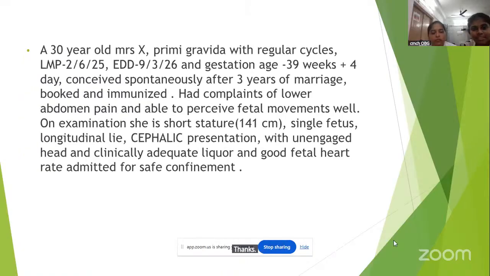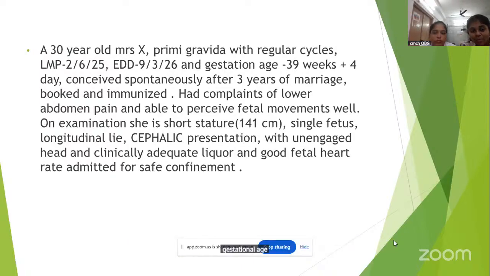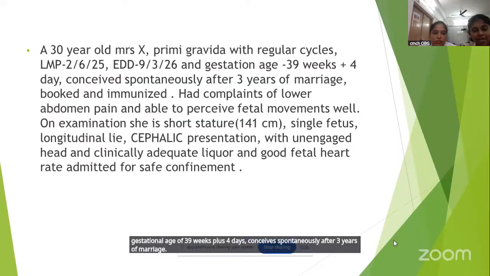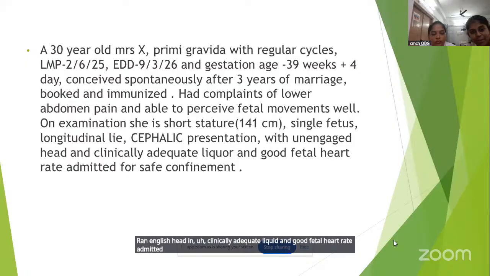A 30-year-old Mrs. X, primary gravida with regular cycles, with LMP 2/6/2025 and EDD of 9/3/2026, gestational age of 39 weeks plus 4 days, conceived spontaneously after 3 years of marriage, booked and immunized, had complaints of lower abdomen pain and able to perceive fetal movements well. On examination, she is of short stature, 141 centimeters, with a single fetus in longitudinal lie with cephalic presentation with unengaged head, clinically adequate liquor and good fetal heart rate, admitted for safe confinement.